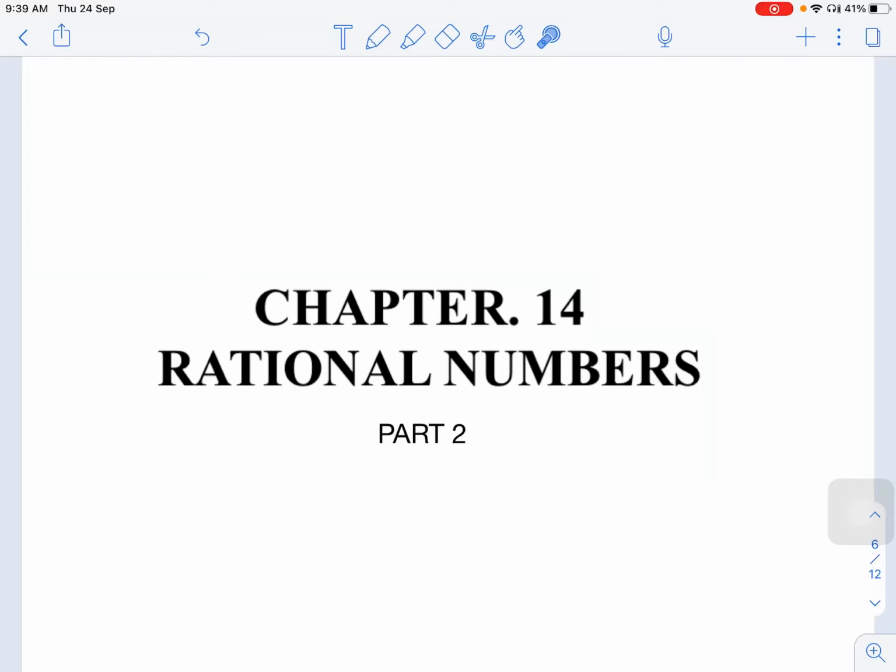So hello students, today we are going to learn part 2 of chapter number 14, that is rational numbers of class 7. In the previous part we have learned about what are rational numbers, what are positive rational numbers, negative rational numbers, how a rational number can be represented and so on. Now today let us solve some more examples on rational numbers.